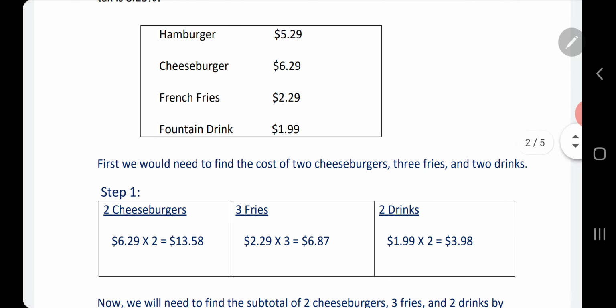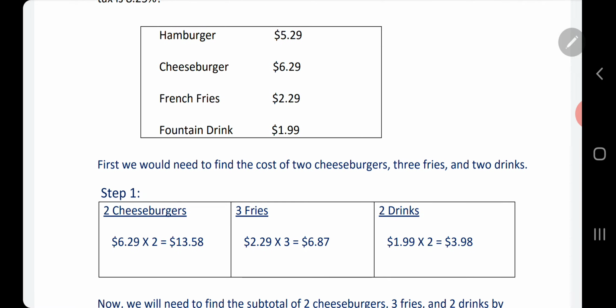In order to do that, we take the price of our cheeseburgers, $6.29, and multiply it by 2. So 2 cheeseburgers cost me $13.58. For 3 fries, we take the cost of fries, which is $2.29, and multiply it by the 3 orders. So the fries will cost me $6.87 for all 3 orders. And lastly, for the 2 drinks, take the price of drinks, $1.99, times 2, and it's $3.98.